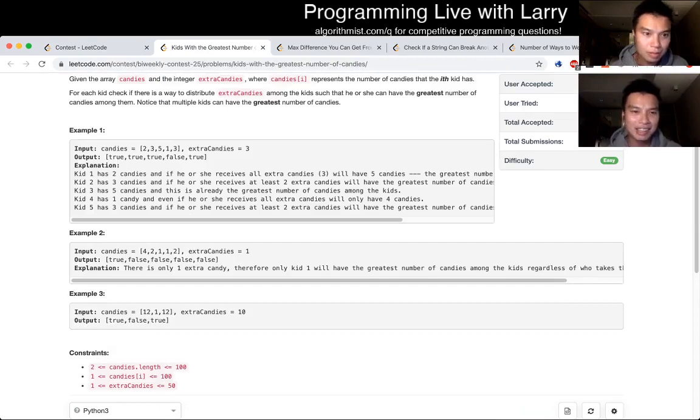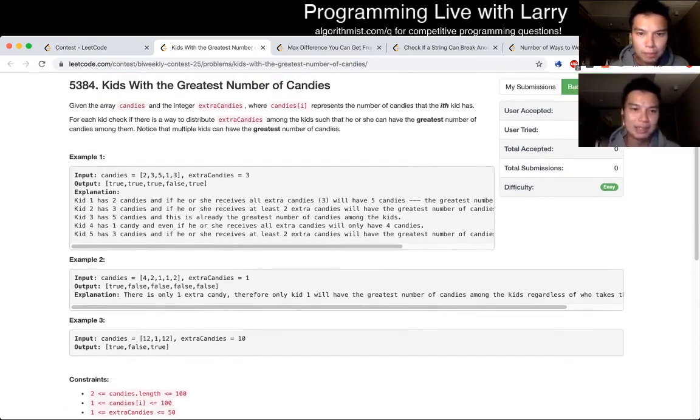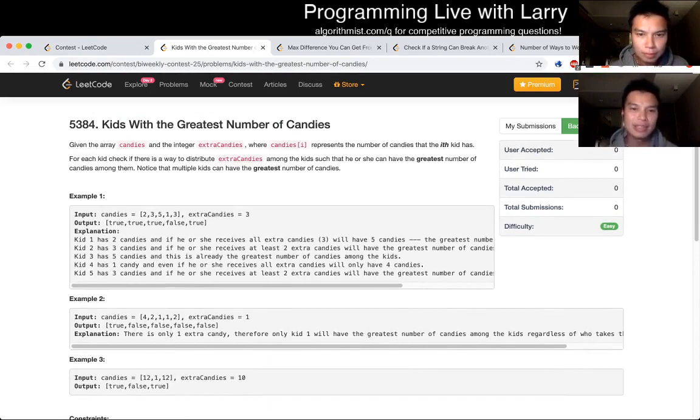Yeah, I was looking, and I was like, okay, Q1 load up. Let's actually read it. I'm only 20 seconds behind. So, kids with the greatest number of candies.